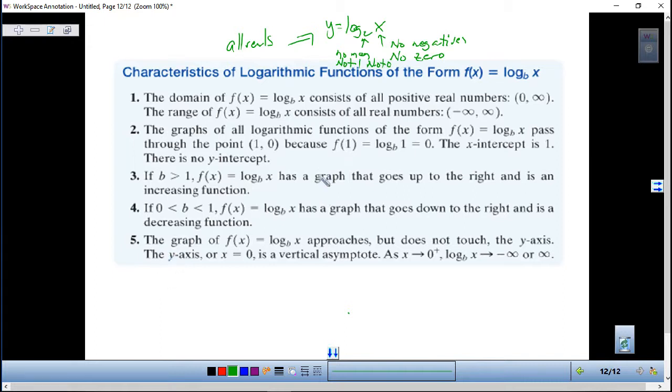Remember, both of those, when you graph them, are just inverses of the exponential function. So if you can do the exponential function of that base, then you're good, because all you have to do is swap your x's and your y's. The graph of f of x equals log base b of x approaches but does not touch the y-axis. The y-axis, or x equals 0, is a vertical asymptote. So as x approaches 0 from the positive side, log base b of x, the y value, is going to approach negative infinity or positive infinity depending on what value b is.